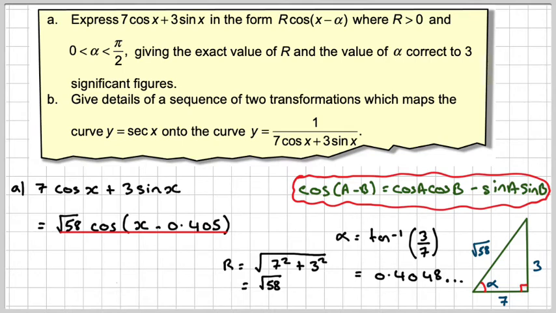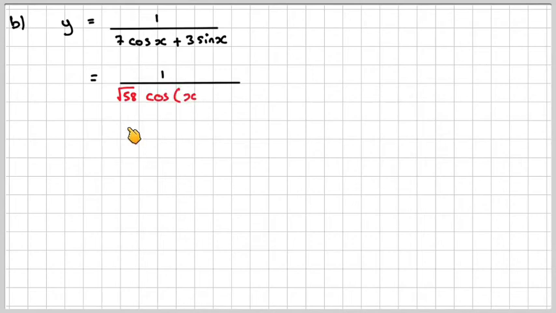Right, we've now got to give details of how we're going to move this from sec x. So it's 1 over 7 cos x plus 3 sin x. Well, that will be 1 over root 58 cos of x minus 0.405. But 1 over cos is sec, so this will be 1 over root 58 sec of x minus 0.405.